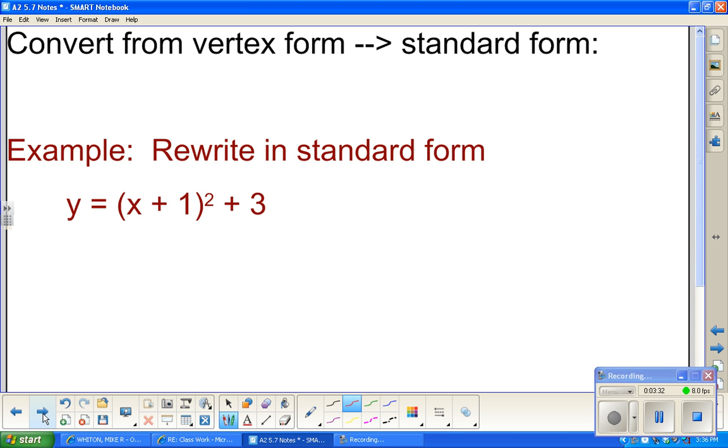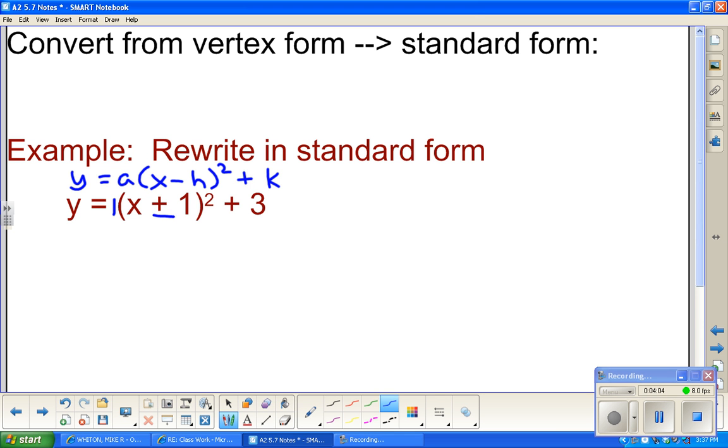Let's convert this. It's given to us in vertex form. You can tell it's vertex form because it has the x minus something in parentheses squared, and then it has that plus k on the outside. It just doesn't happen to show an a value, but we know if there's nothing there that the a value is 1. So in this case, the h would be negative 1.